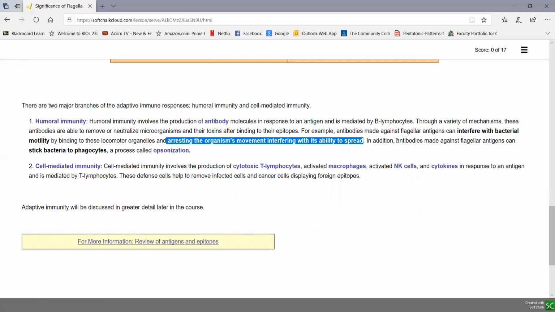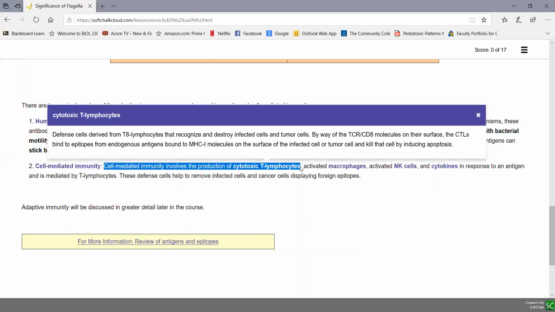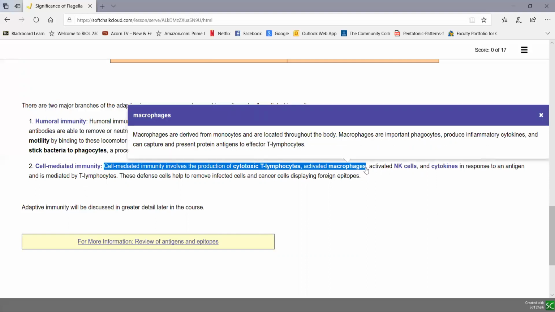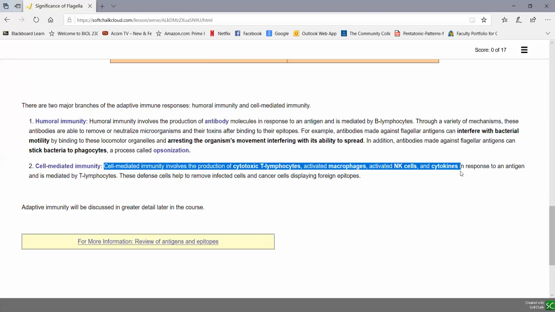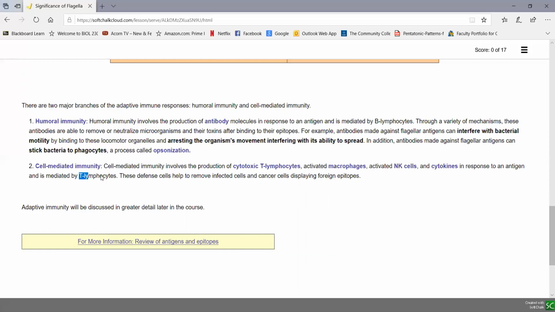And of course, antibodies made against flagellar antigens can also act as opsonizing antibodies to bind to the flagella and then stick the bacterium to a phagocyte. Whereas during cell-mediated immunity, this is the production of cytotoxic T lymphocytes, activated macrophages, activated NK cells, and cytokines in response to an antigen. And this is carried out by T lymphocytes. And these defense cells help to remove infected cells and cancer cells that display foreign epitopes.